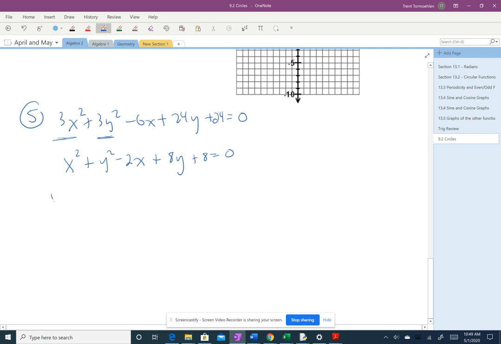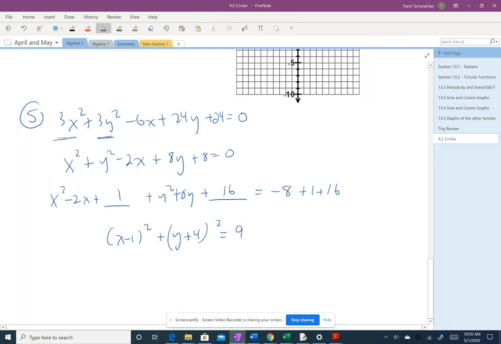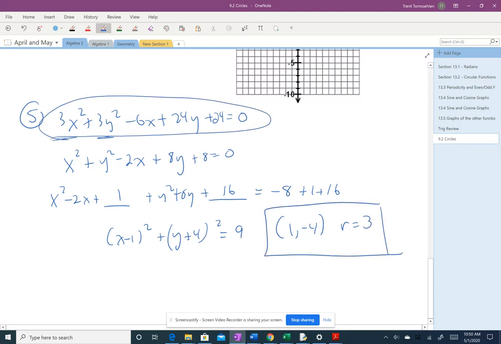Now we can go through and complete the square. So x squared minus 2x plus something, y squared plus 8y plus something equals -8. Half of 2 is 1, 1 squared is 1, half of 8 is 4, 4 squared is 16. So we're going to add 1 and add 16. And so that gives me x minus 1 squared plus y plus 4 squared equals 9. So we get a center of 1, -4, and a radius of 3. And so that is the circle that is the graph of that equation.